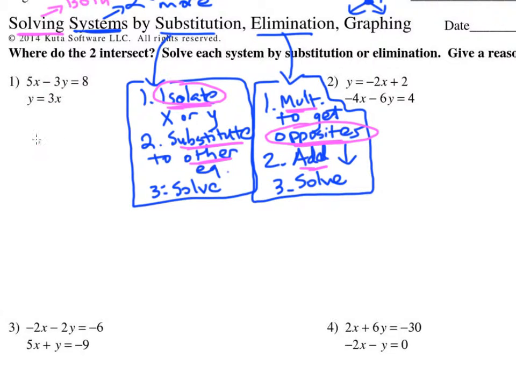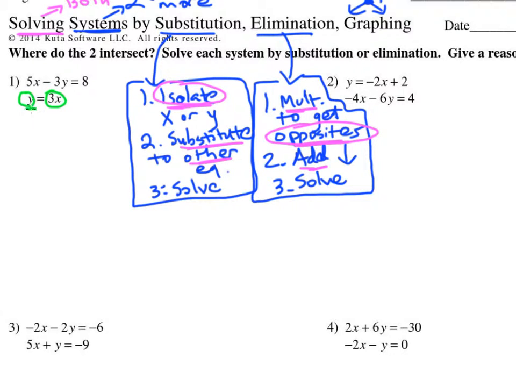So number 1, looking at these, what is easier? Do we have opposites for elimination? 5x and, well, negative 3x. This is not even on the same side of the equal sign. Negative 3y and y. Opposites are not really easy to come by here. Look at substitution. Isolate. Do we have x and y already by themselves completely? No. But here, look at this y. He is already fully isolated. So why don't we go ahead and do this one?